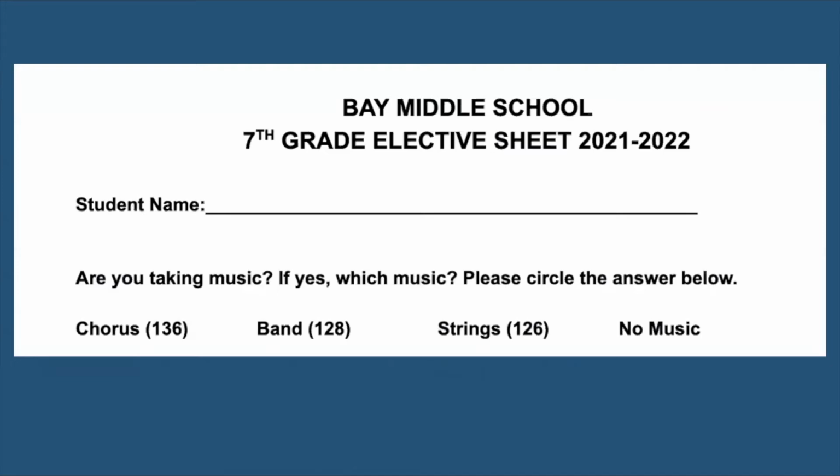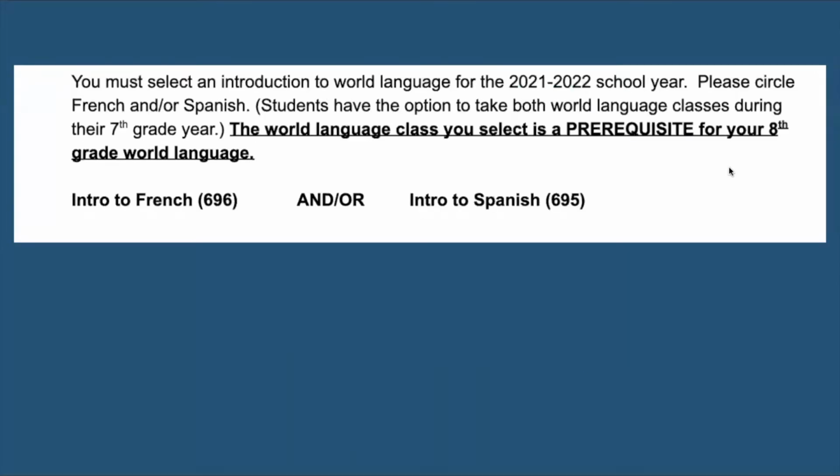Here is the top of your sheet. And quite simply, you put your name and are you taking a music? If you are taking a music, circle that music. If you are not, circle no music. And here is where you would select your world language, whether it's intro to French or intro to Spanish. Everyone in 7th grade will be taking one of these courses.